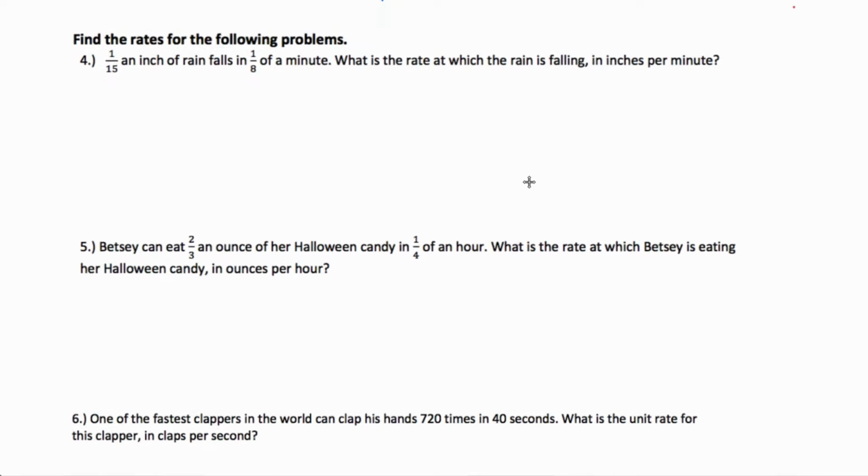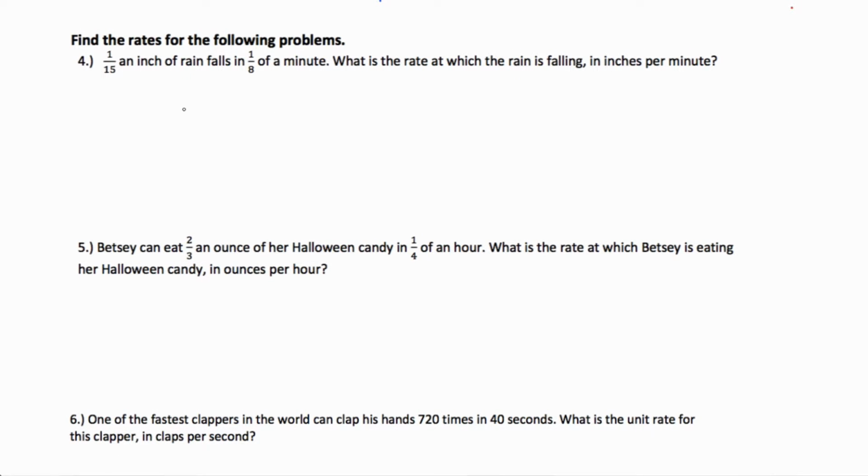All right, so number 4, again, this is another ratio problem. They're giving us 2 pieces of information. It says 1/15 of an inch of rain falls in 1/8 of a minute. So I've got a couple units here, inches and minutes. It's asking me to find the rate at which the rain is falling in inches per minute. This is really important. This per minute tells me that my rate is going to have 1 minute on the bottom, right? This is going to be my unit rate when they ask me per minute.